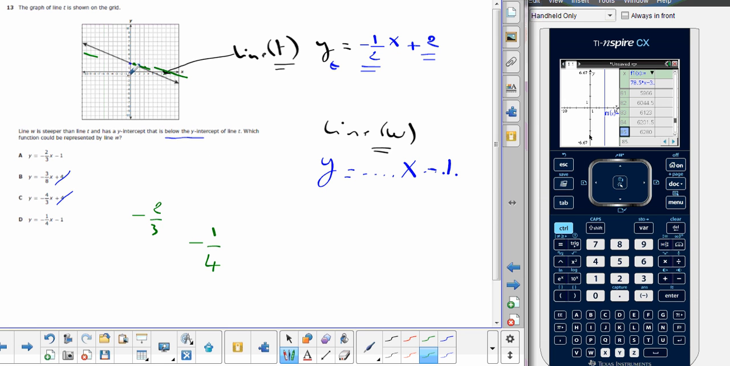So if you go 2 down and 3, guess what? Nope, this is not steeper. It's not going to be -2/3. Now let's see. If you go 1 down and then 4, you see how your line would be on the top. So it would be steeper. So in this case, the right equation is going to be D.